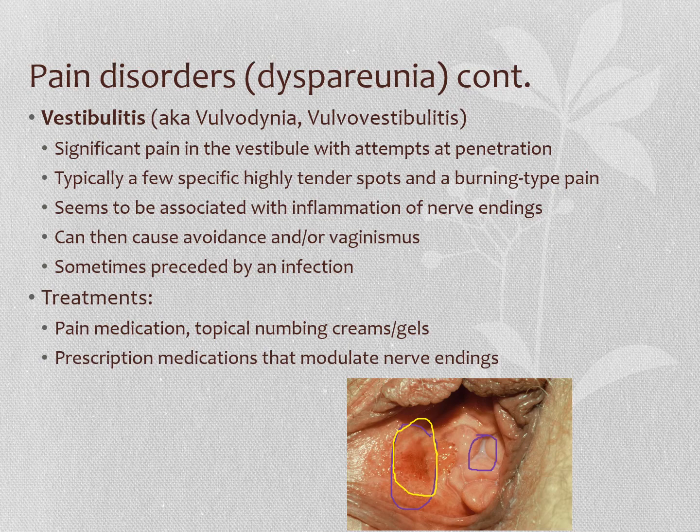This is not a very well understood condition. It seems to be associated with inflammation of the nerve endings in this region. Because it's painful, this can end up causing avoidance and vaginismus, which we just talked about. Sometimes this seems to be preceded by an infection, which we think then causes the irritation of the nerve endings. Treatment for this varies. Sometimes we'll use pain medicines or topical numbing creams or gels, and there are some prescription medicines that help with the nerve endings that we can also use. So that's vestibulitis.